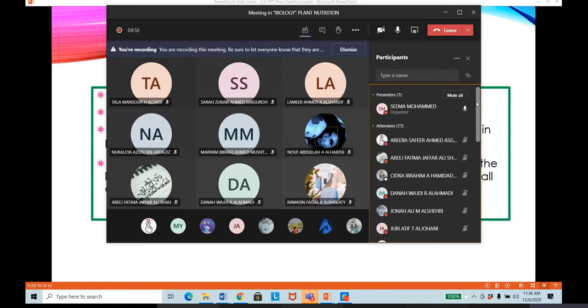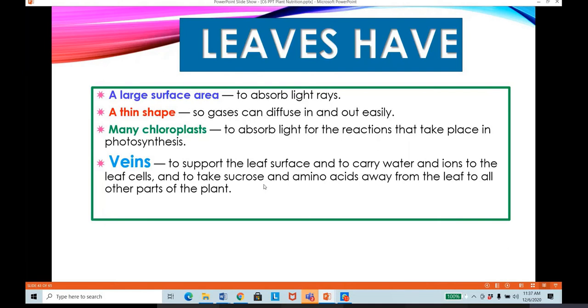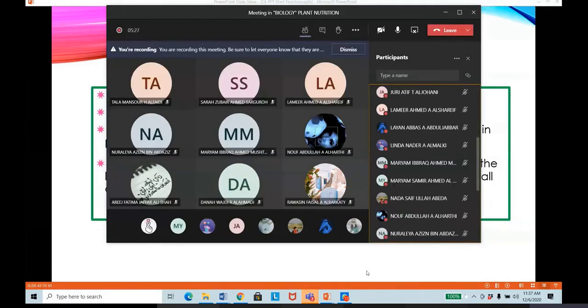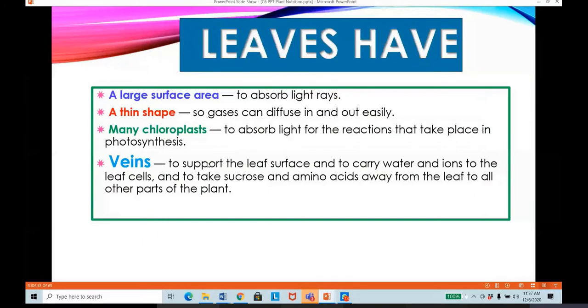Ariba, can you please tell me why do they have chloroplasts? Ariba? Sidra, can you please tell me? Girls, I want you all to participate and answer my questions when I'm asking you. Dana or Jonah, can you please tell me why do the leaves have many chloroplasts?